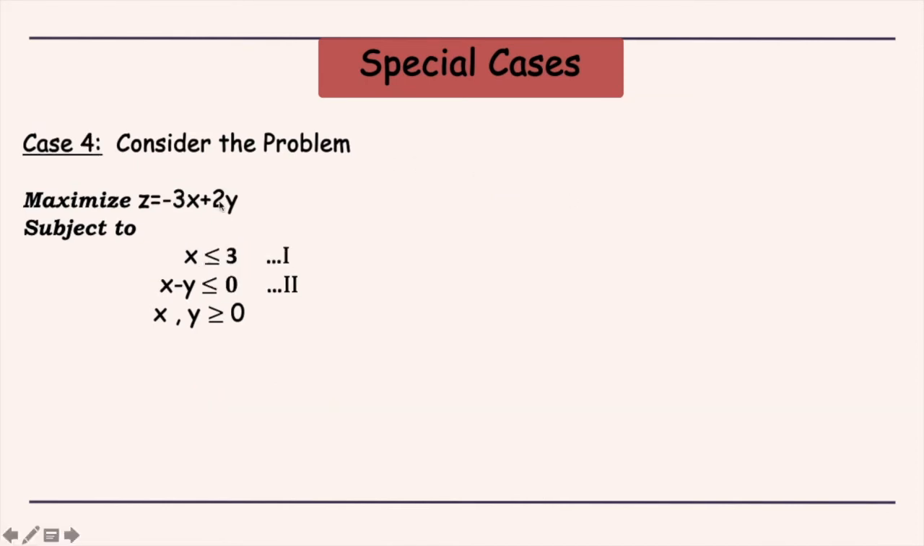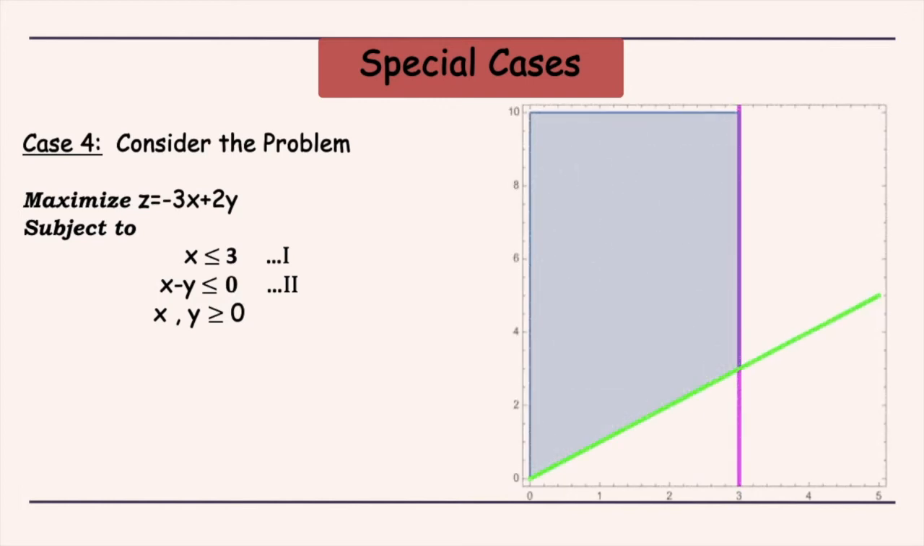Here we need to maximize the function minus 3x plus 2y subject to these 2 constraints. So as usual we are going to plot the feasible region for this. Now corresponding to the first constraint, the boundary line is given by this magenta line, and the feasible region is to the left side in this particular direction. Corresponding to the second constraint, this is the boundary line, the green line, and the feasible region is in the upward direction.